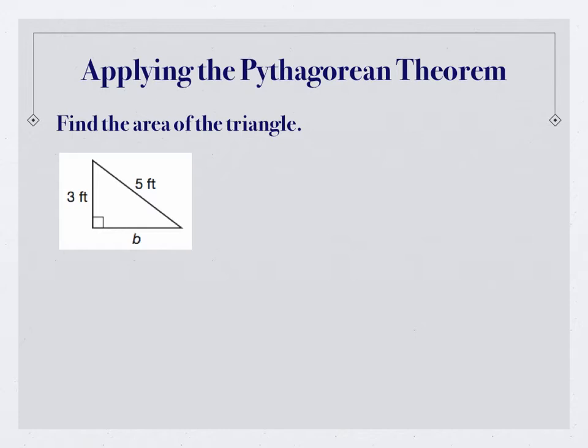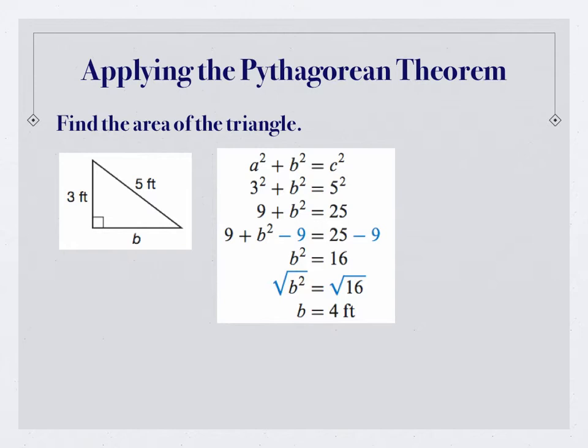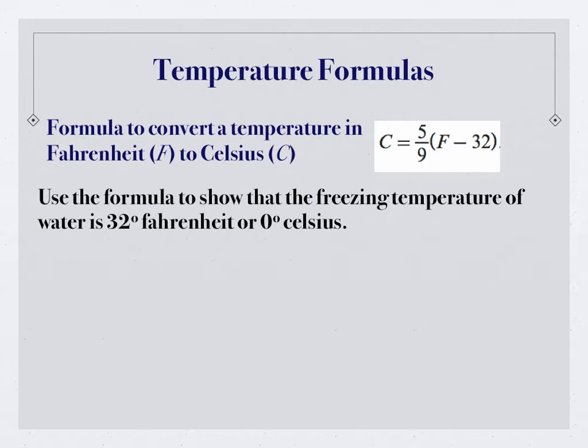To find the area of this triangle, why don't you pause for a second and give it a try yourself? It's a little bit involved. And I'll just project my work and make sure that we match. So if the base is 4 feet, and I got that from applying the Pythagorean theorem, half of 4 times 3 is 6 square feet.